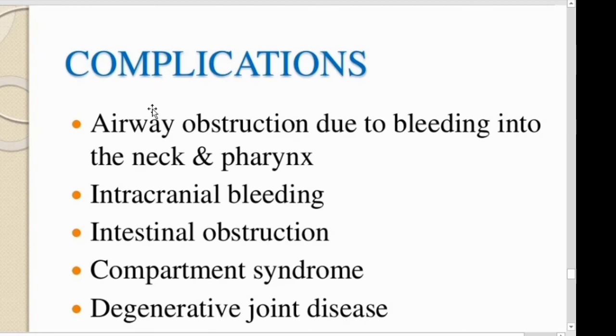There are some complications related with hemophilia. The first complication is airway obstruction due to bleeding into the neck and pharynx. There is also intracranial bleeding. We can also observe intestinal obstruction, and there is also compartment syndrome. In compartment syndrome, there is increased pressure inside the arms and the legs. We can also observe degenerative joint diseases.